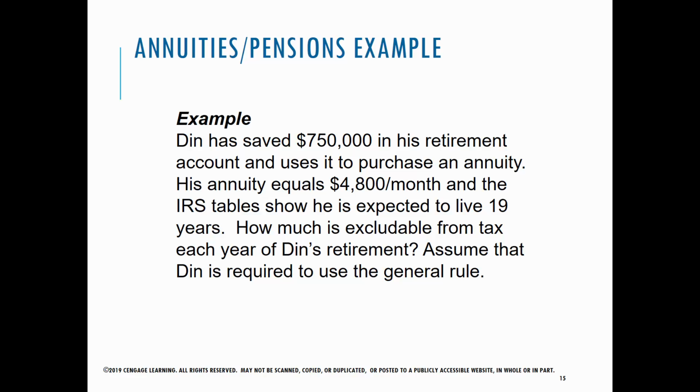So my question is, how much does he earn a year from his annuity? Yeah, 4,800 times 12, right? My question is, how much of that is excludable? And then conversely, how much of that is includable? So first we have to figure out the exclusion ratio. What did he give the annuity provider divided by what he's expected to pull out of it over the course of his 19 years of projected life?